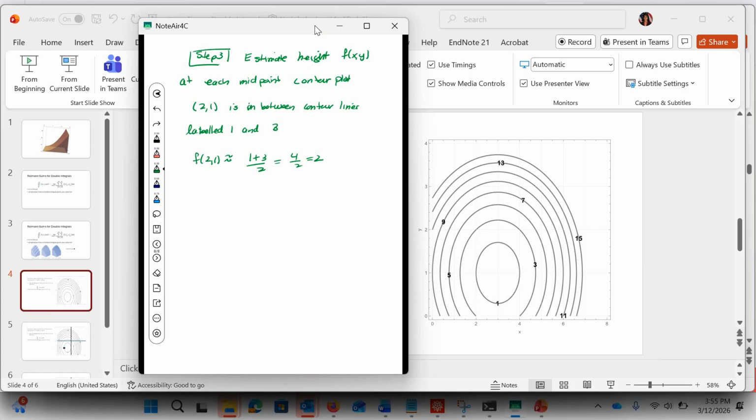In between contour lines, labeled 1 and 3. Did I misspell labels? I think I misspelled it. Labeled 1 and 3. See, there's the labels on it?